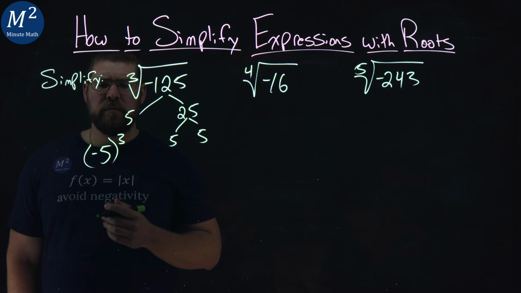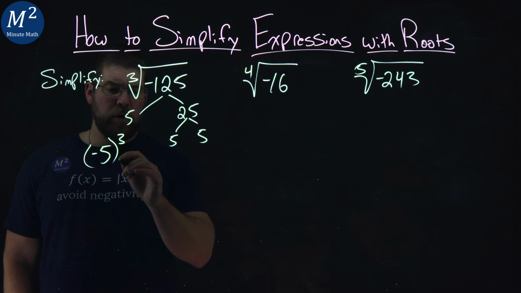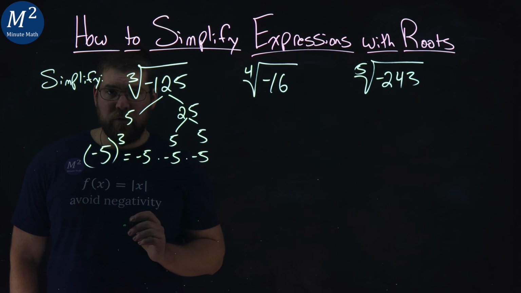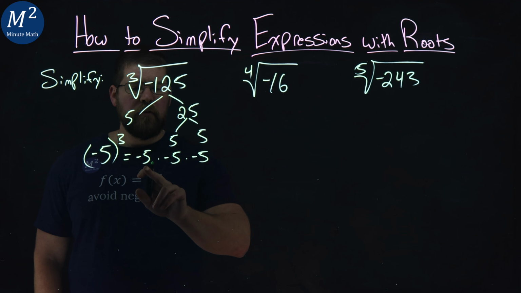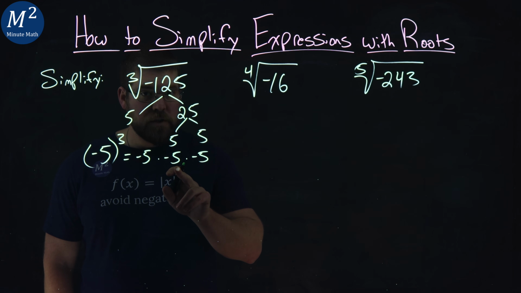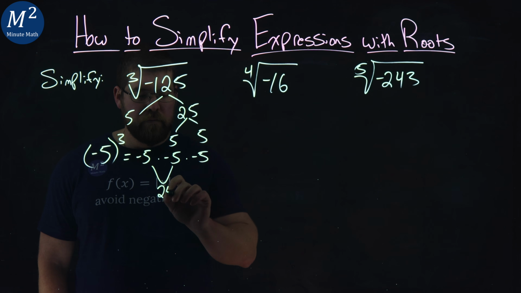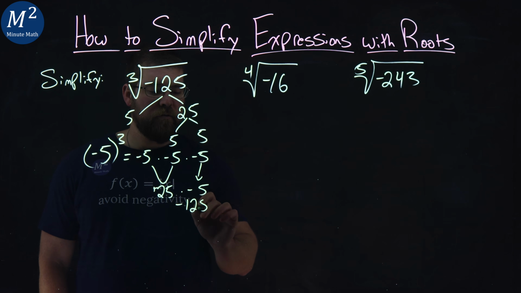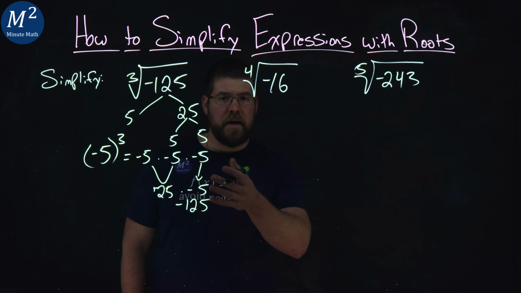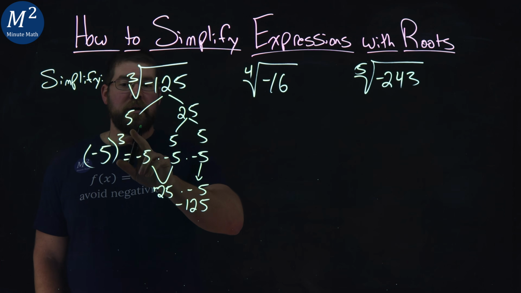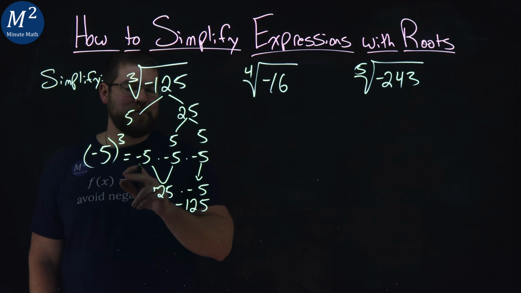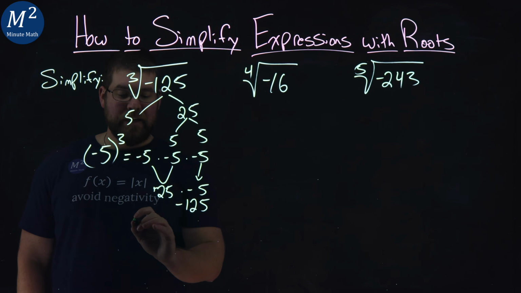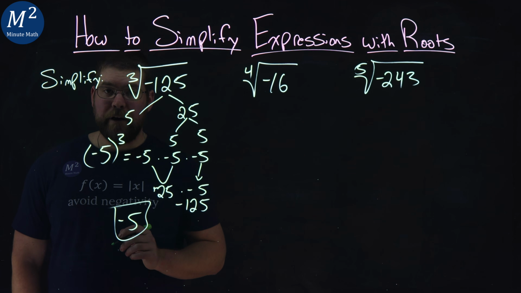Well, what happens if we write negative 5 here? Negative 5 cubed is negative 5 times a negative 5 times a negative 5. And this is why the odd ones work. Negative 5 times a negative 5 is a positive 25. But then we multiply that by a negative 5, and we get a negative 125. So it alternates positive, negative, but with a negative number to an odd power, it's going to be a negative result. So the cube root of negative 125 is negative 5.